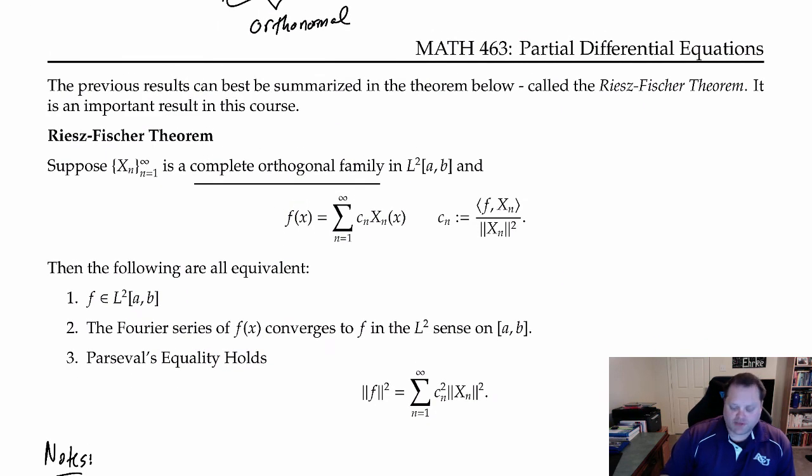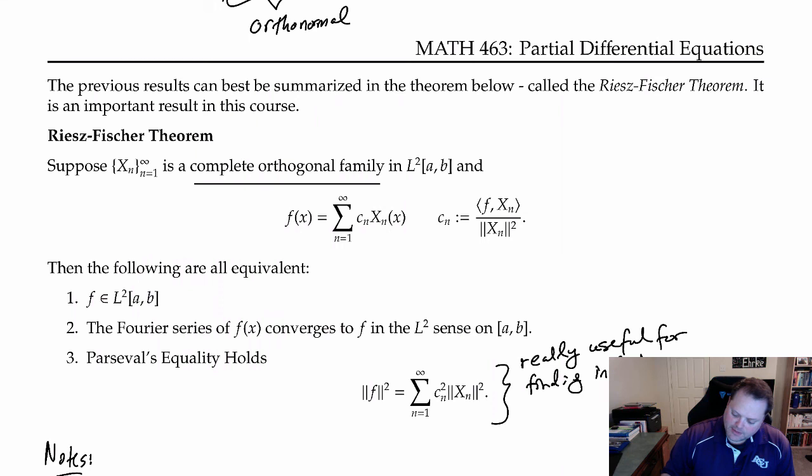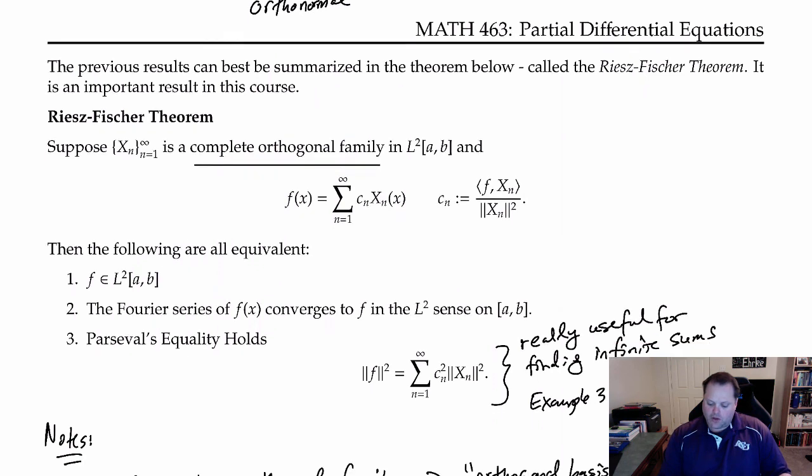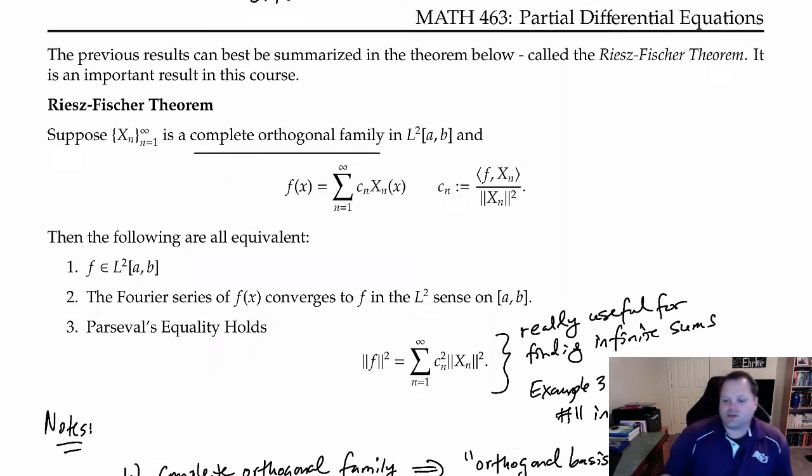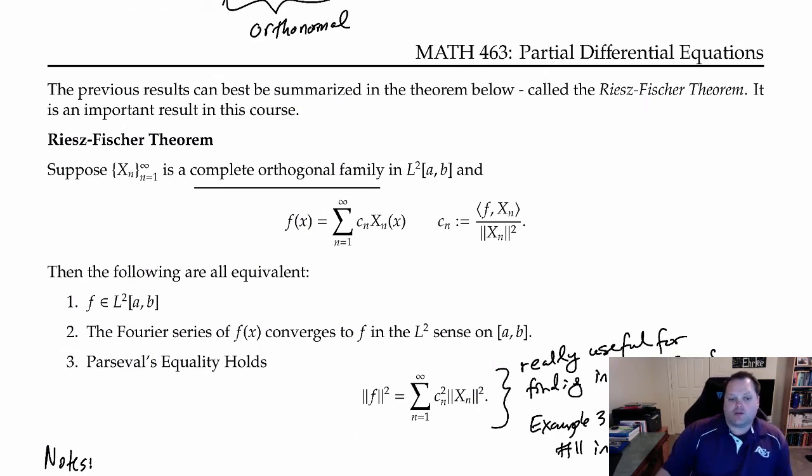So Parseval's equality is actually really useful for finding infinite series, for finding infinite sums. I'm not going to do an example of that, and I don't think I put one on the homework this year. I have in the past. But it's really useful for finding infinite sums. I would like you to check out example 3.5.2 in the text, along with problem number 11 in section 3.5. If you have a little bit of time, just take a look at those, and you'll see how useful this equality is for proving those things.